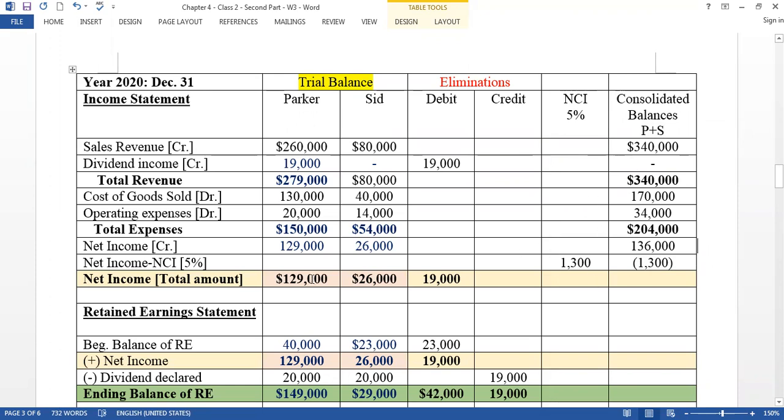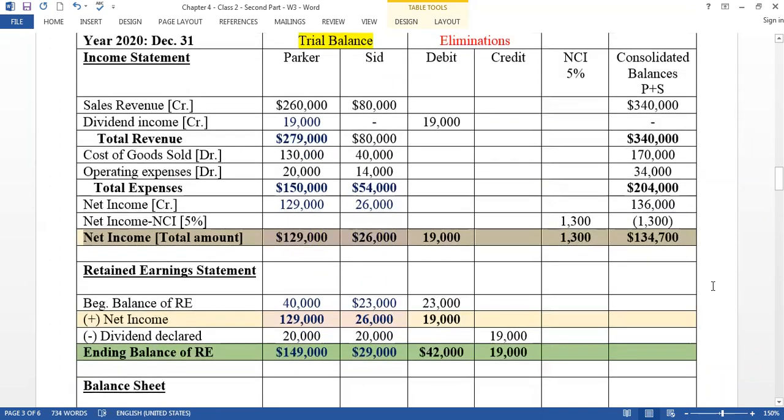Now we can add this column because we've done up to here. If we make it total, then this total is 134,700. Do you understand this column? This is the total. Okay.